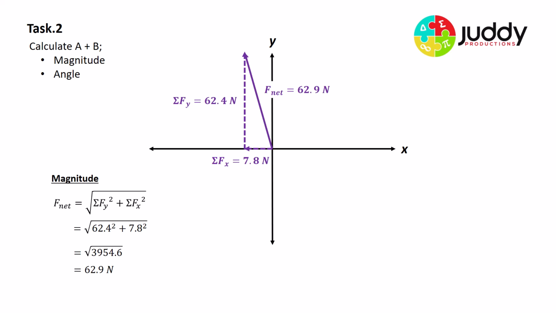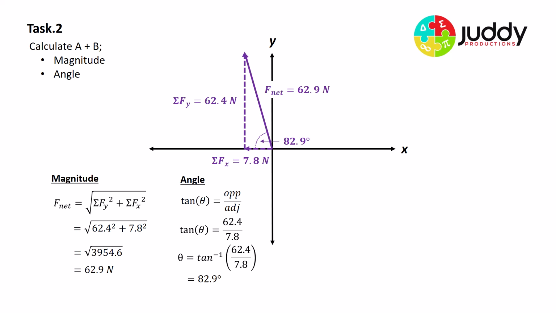We also wish to state our angle. So here's our internal angle from the x-axis, and we're using a tan function. This angle is an opposite side length against an adjacent side length using that ratio. So 62.4 over 7.8. Now to find the angle theta, we take the inverse of tan of that particular ratio. We end up with an angle of 82.9 degrees. So there's our internal angle of 82.9 degrees.